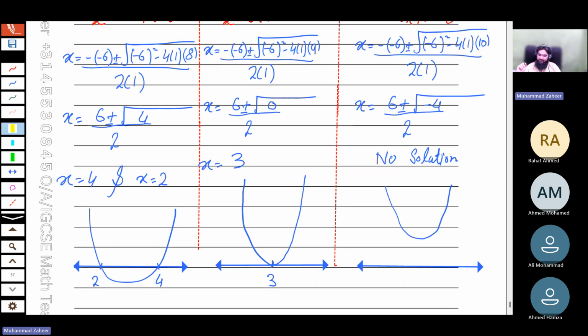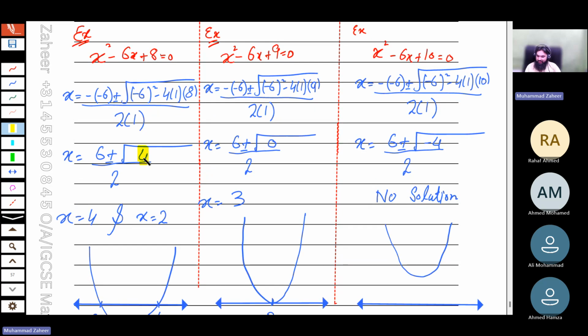So look at here, what is the difference between all of the values? Here you are going to get 4, which is greater than 0, and you get two values of x. Here you get 0. And here you get minus 4, which is less than 0. So you have three different cases. One, when the value inside the square root is greater than 0, you are getting two roots. When the discriminant, the value inside the square root, is equal to 0, you are getting repeated roots, or one root, also known as repeated roots.